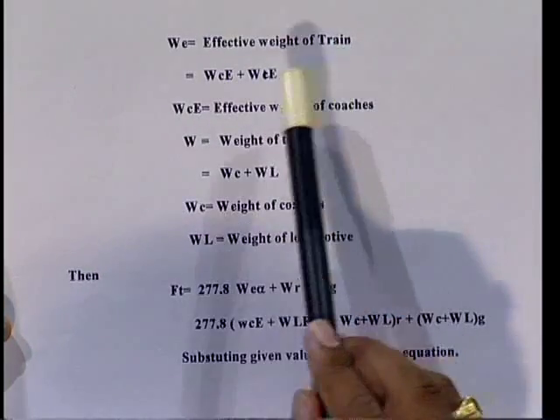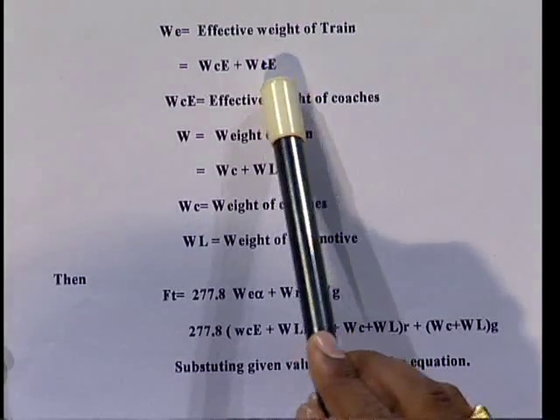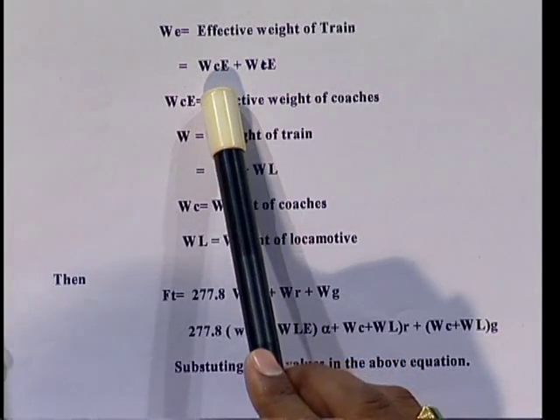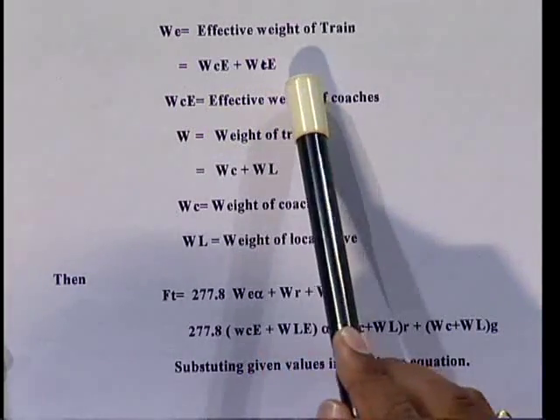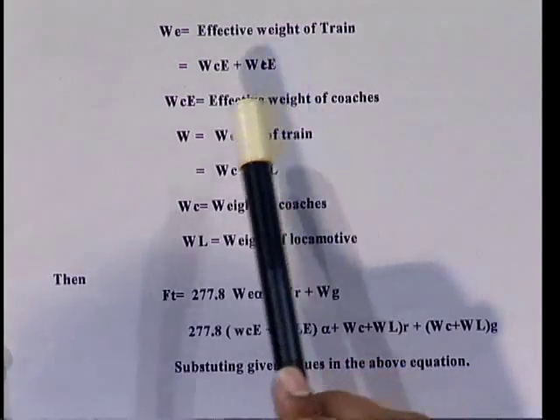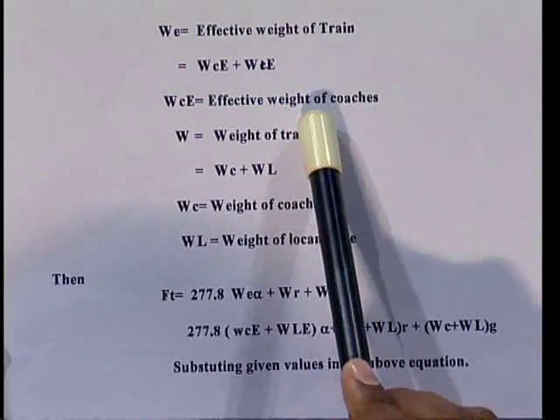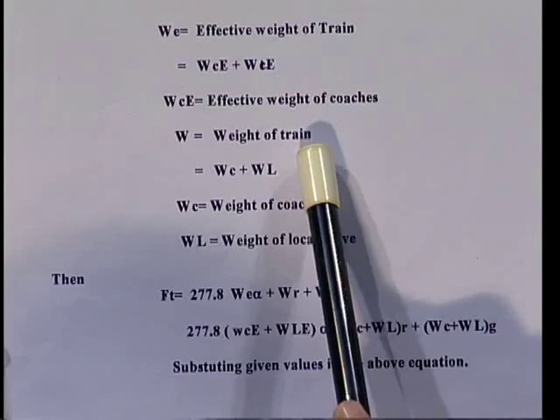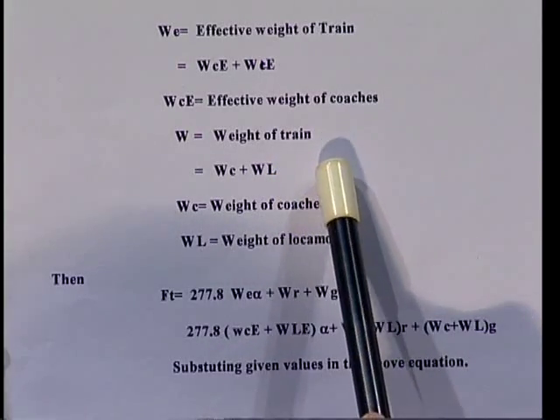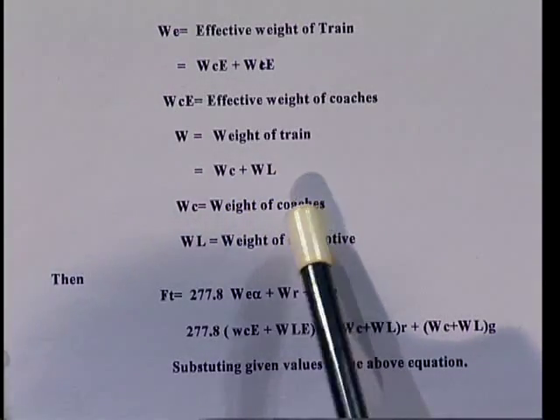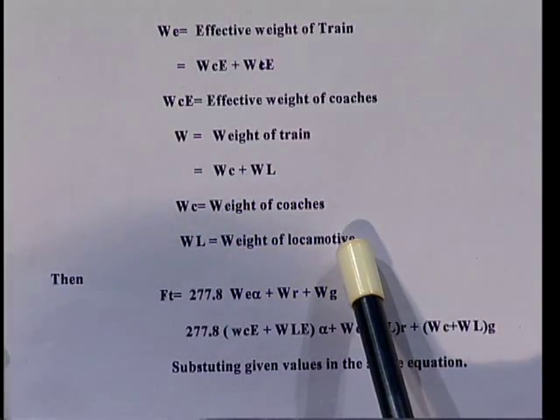W E is the effective weight of the train, that is equal to W C E plus W L E. In this equation, W C E is the effective weight of the coaches, W L E is the effective weight of the locomotive. Next, W is the weight of the train, that is equal to W C plus W L. W C is the weight of the coaches, W L is the weight of the locomotive.